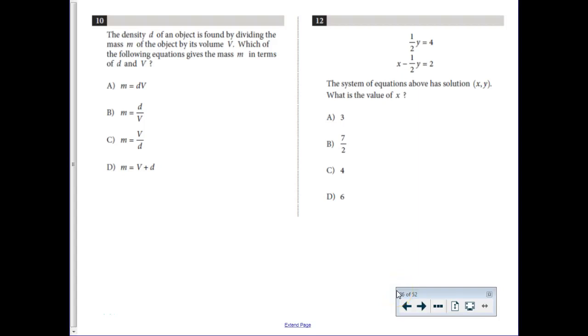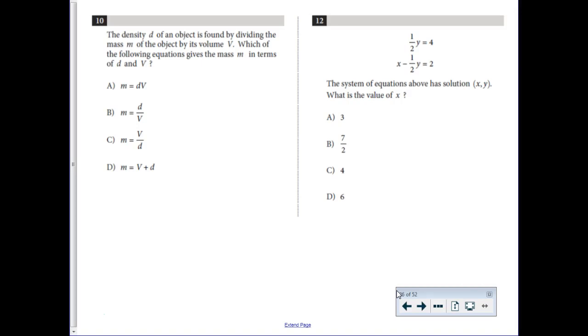Okay, so we're looking at number 10. This is the calculator question, but I don't think we need it for number 10, that's for sure. We have a density D of an object is found by dividing the mass by the volume. Which of the following equations gives the mass in terms of density and volume? So basically, you need to solve for m in that equation.